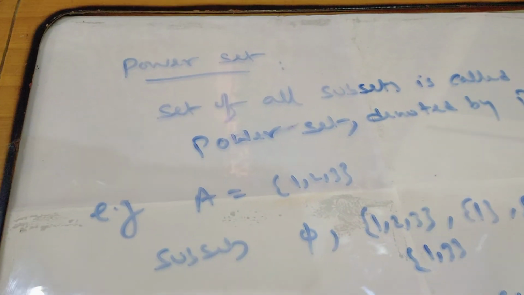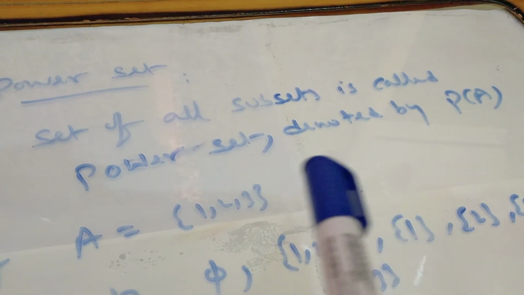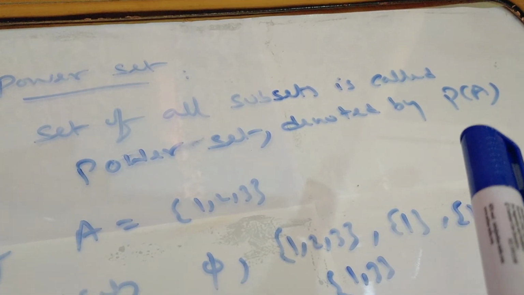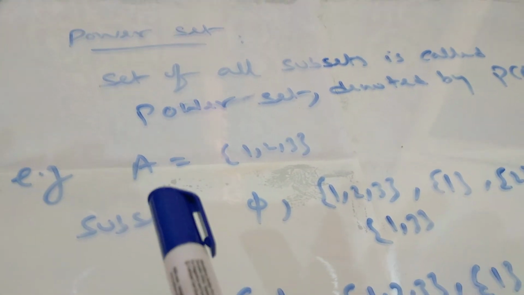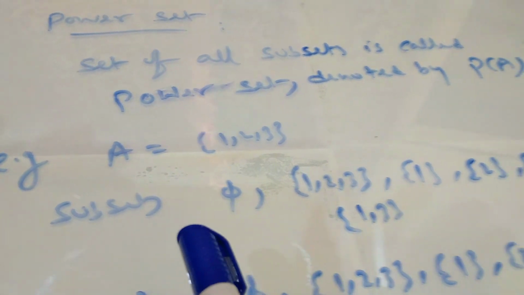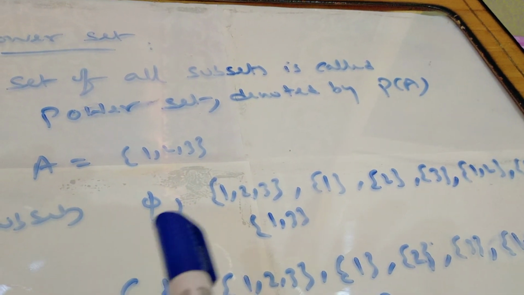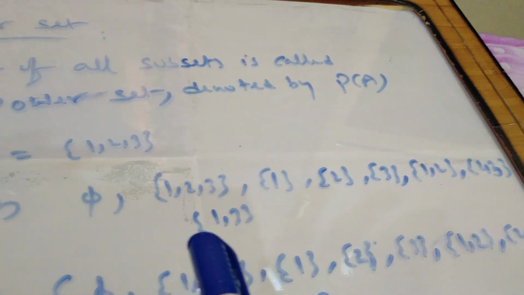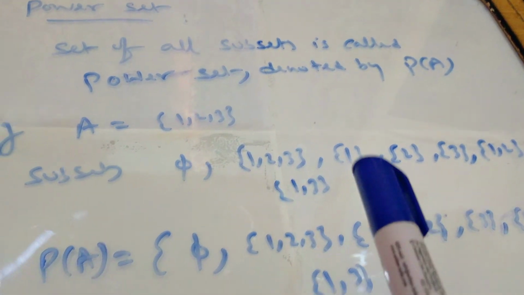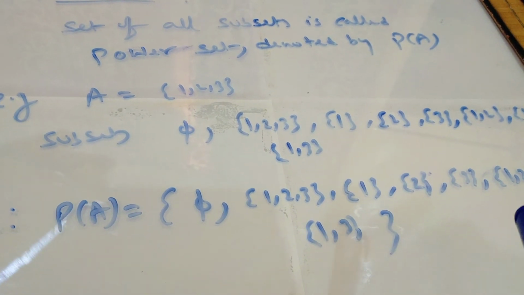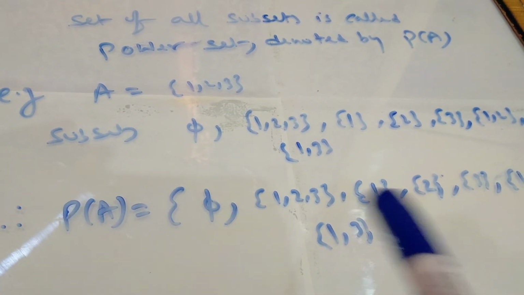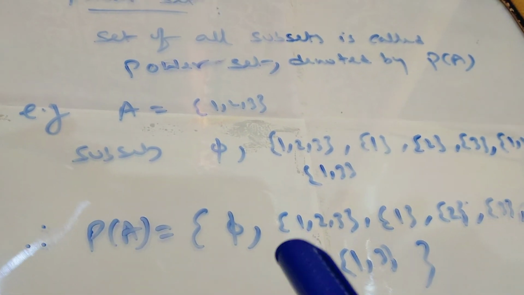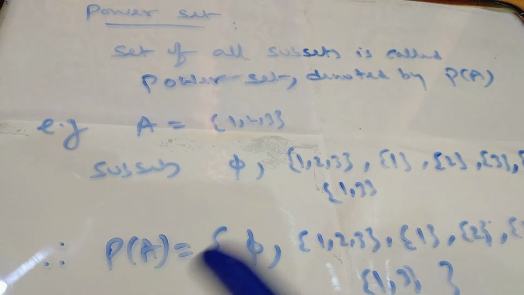Now our last topic for this particular part is power set. The set of all subsets is called a power set and it is denoted by P(A). Suppose we have a set A {1, 2, 3}. So all the subsets you have already seen: phi, {1}, {2}, {3}, {1, 2}, {2, 3} and {1, 3}. So there are a total of 8 subsets here. If you put all the subsets in a particular set, it is called a power set. It means the set of all subsets is called the power set.